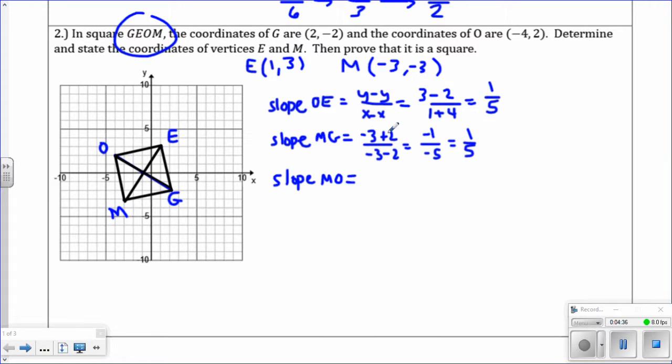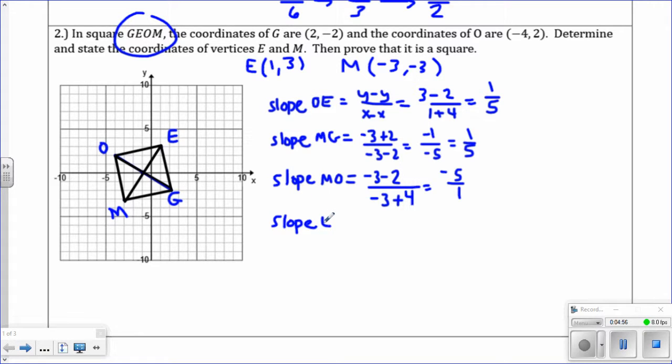And let's see, M. Okay, so it's -3 for the Y minus, and the O it's 2. And then -3 for the X minus, a -4 leads to plus. So we have -5 over 1. One more side, the slope at least.